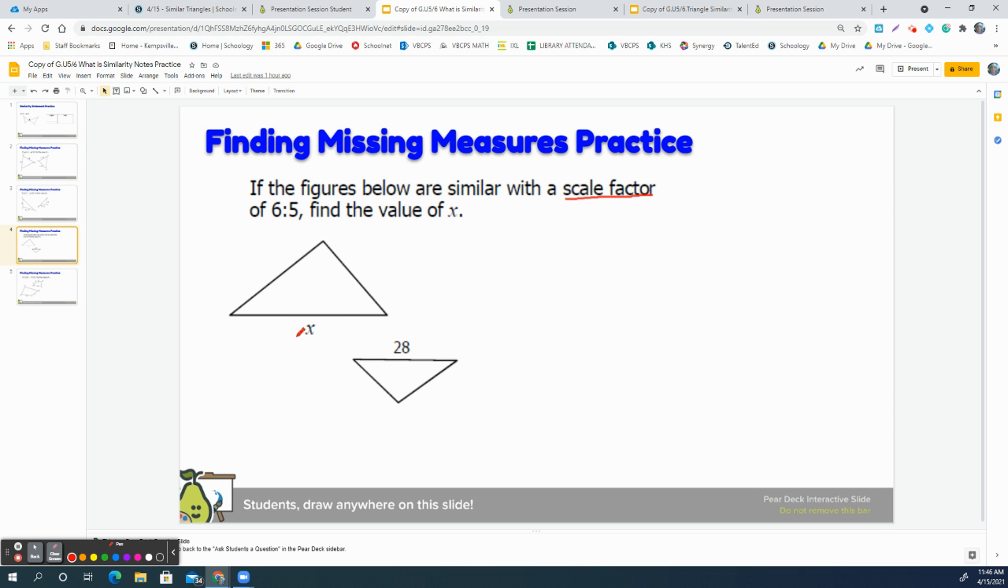X over 28, I love it. So I've got X over 28. And I know I need to make a proportion, so what do I do now? Why 6 over 5? It is the scale. How do I know it's 6 over 5, not 5 over 6? Why does the X have to go with the 6? I 100% agree. I just need to know why.